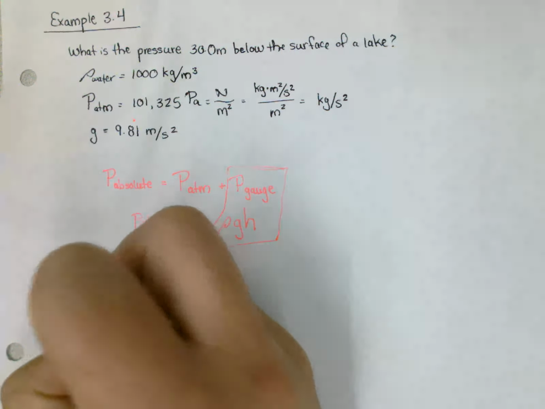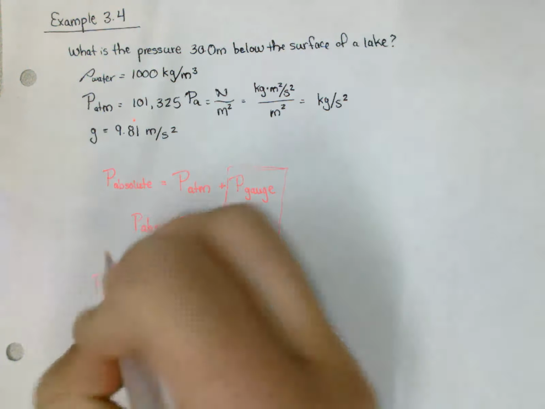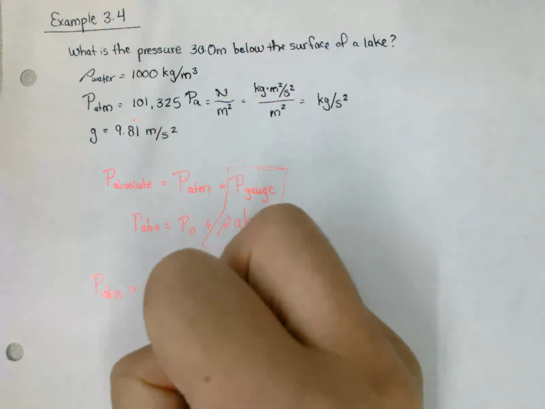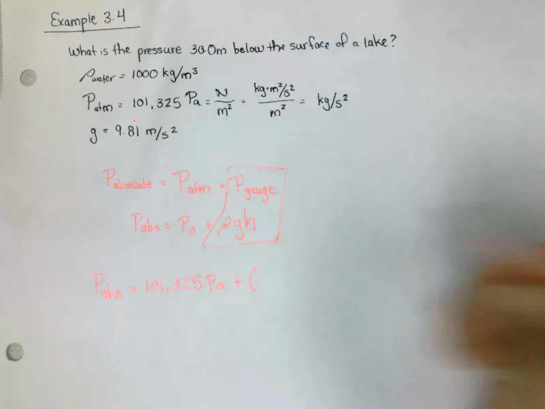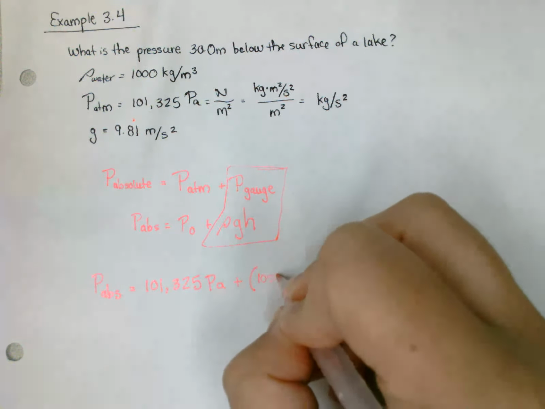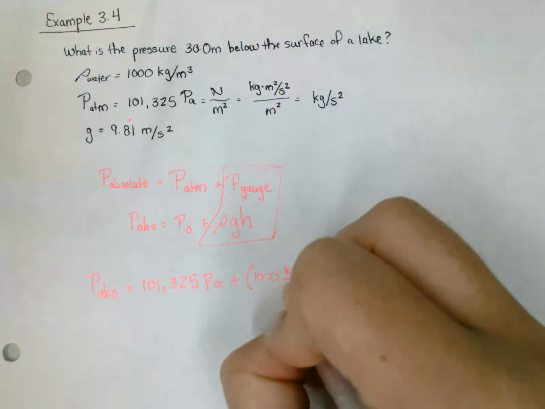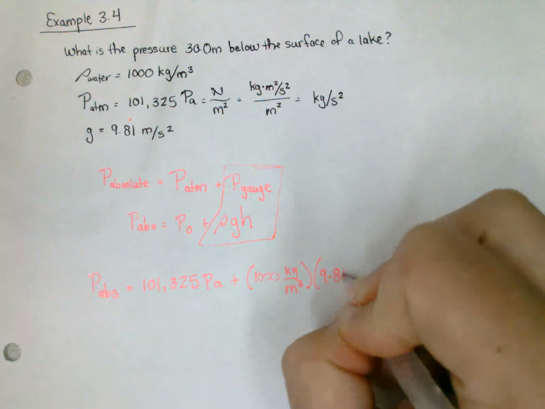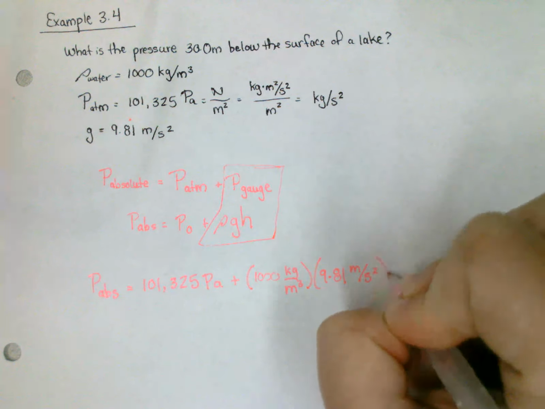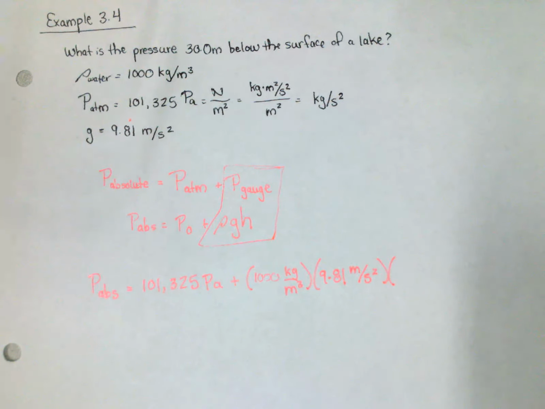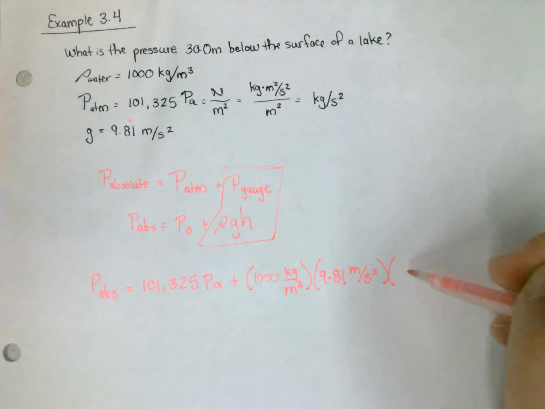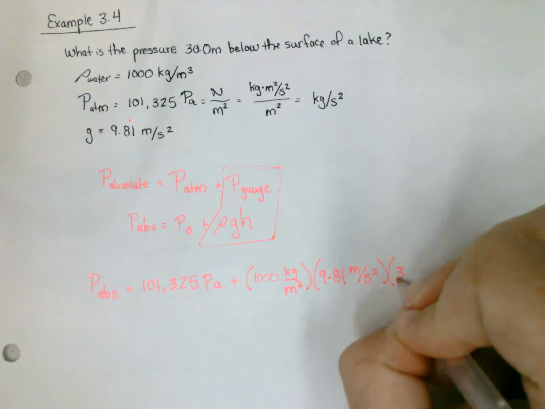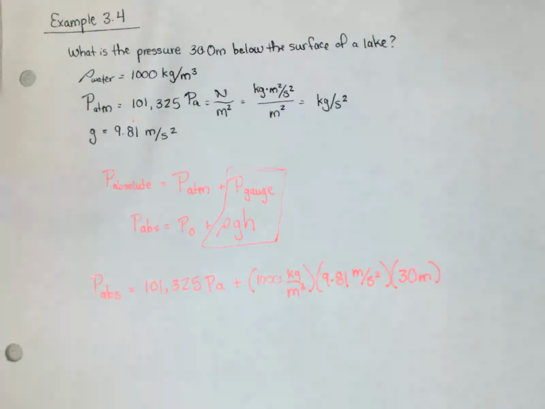So what that's going to mean for us in this example is that the absolute pressure is equal to the 101,325 pascals plus we have 1,000 kilograms per meter cubed for our density. We have 9.81 meters per second squared for our g. And then what's our h? Well, our h is the distance underneath the fluid, and so that's actually the depth of the lake. So that right there is going to be the 30 meters.